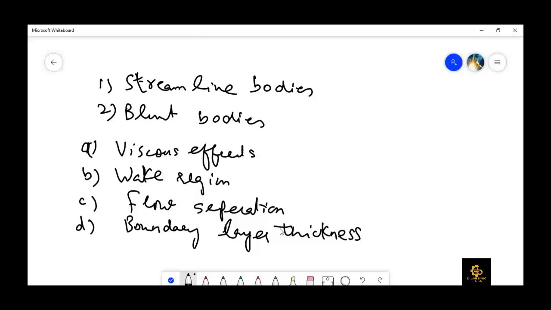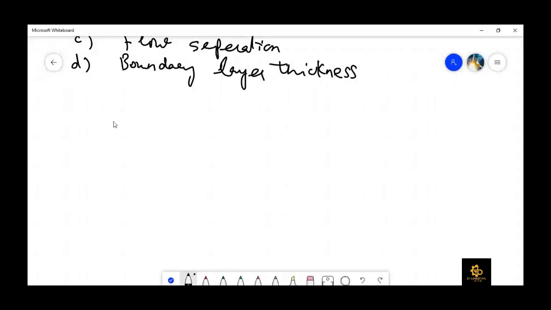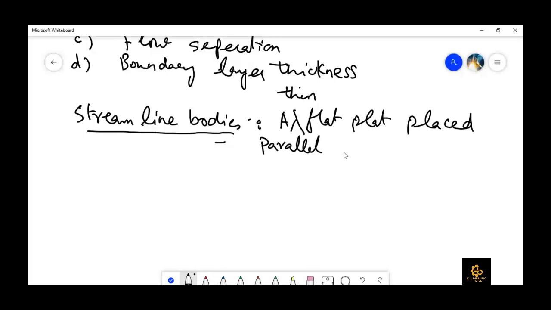First of all, we discuss the streamline body. So what is a streamline body? I'm going to talk about the streamline body. What is an example of a streamline body? A flat plate, we can say a thin flat plate placed parallel to the flow direction, right?